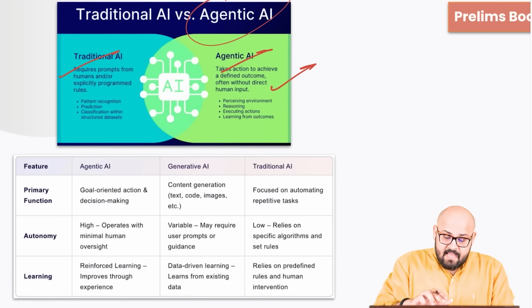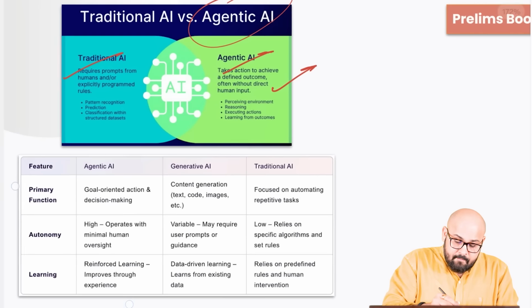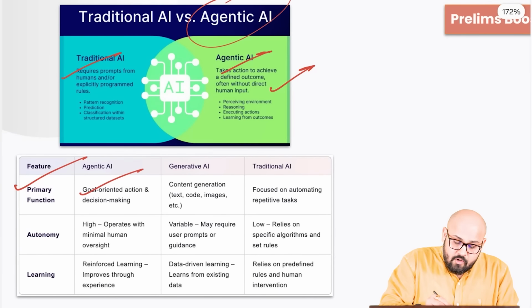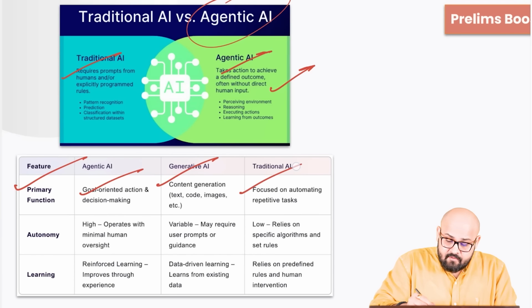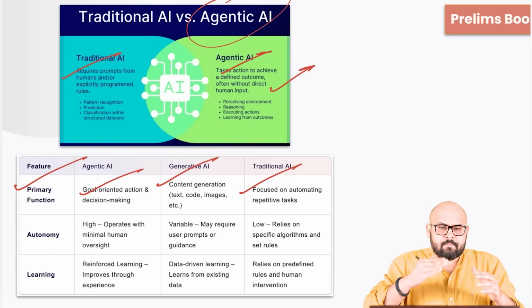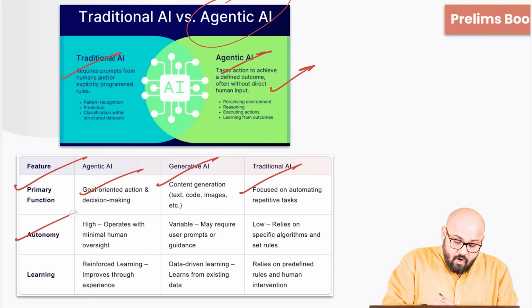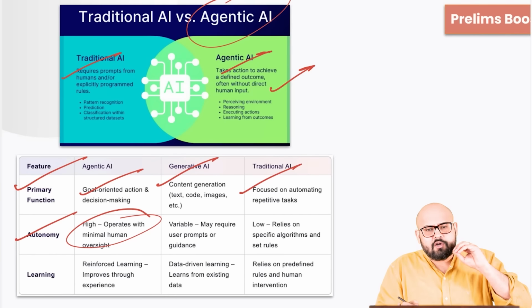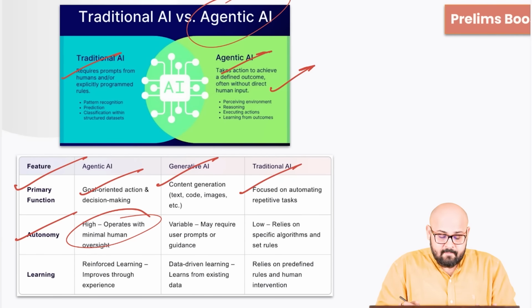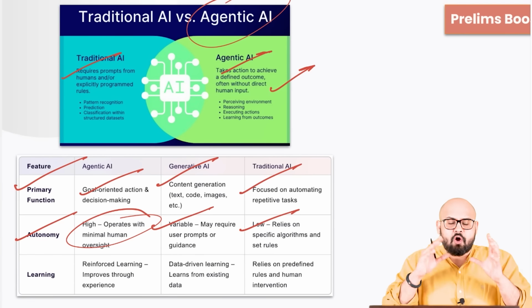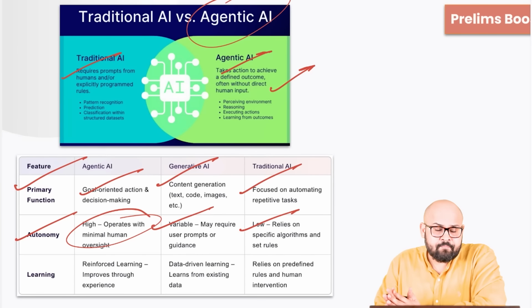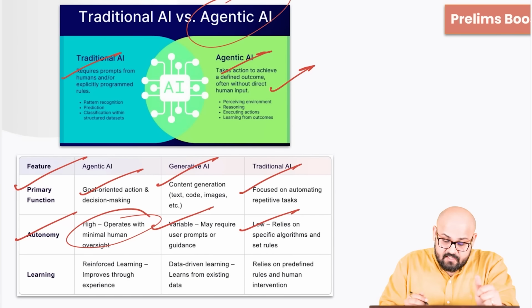When we talk about agentic AI, generative AI, and traditional AI, let's compare. Primary function: agentic AI, goals-oriented action and decision-making. Generative AI, content generation. Traditional AI focuses on automating repetitive, routine tasks. Autonomy: there is a lot of autonomy in agentic AI. High, it operates with minimal human oversight. Generative AI: variable, may require user prompts. And with respect to traditional AI, the autonomy is quite low because it requires human interventions and specific algorithms.